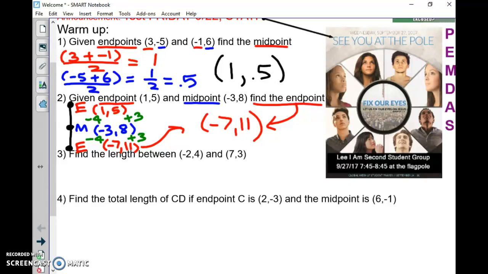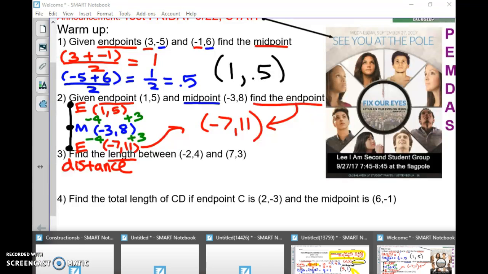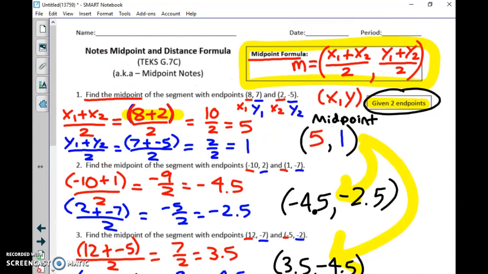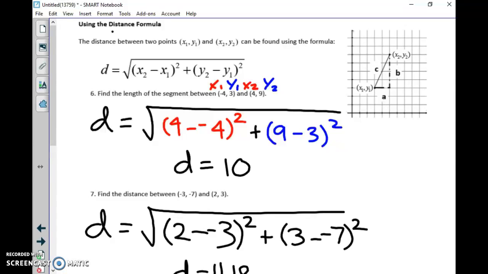Then on number 3, it says find the length. What's another word for length? Not exactly. Distance. Okay? So, distance. Guess what formula we're going to use for that? Distance formula, right? Now, if you want a reminder of what the distance formula is from yesterday's notes, this is what we were doing. Here is the distance formula at the top. Okay? All this at the top here.